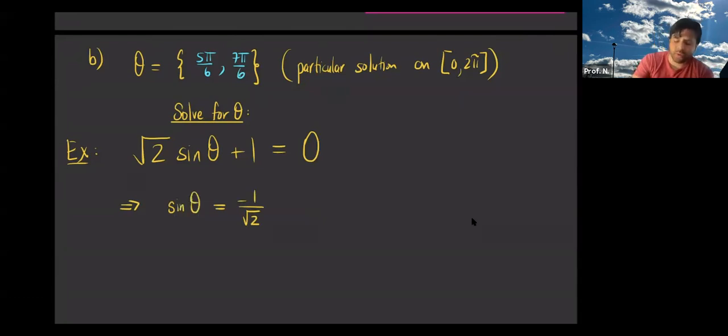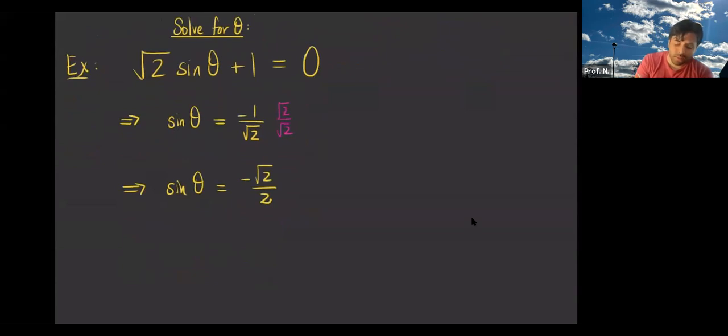Now, what is 1 over rad 2? I can rewrite this when I rationalize the denominator, right? What I get is sine theta is equal to negative rad 2 over 2. So when sine is negative, theta must be in quadrant 3 or quadrant 4. Now, when I plug this into my calculator, when I do sine inverse of negative rad 2 over 2, what do I get as my answer?